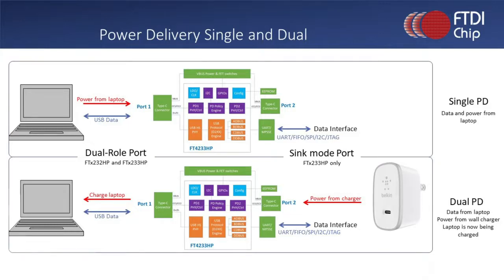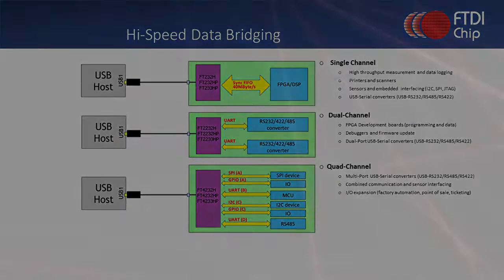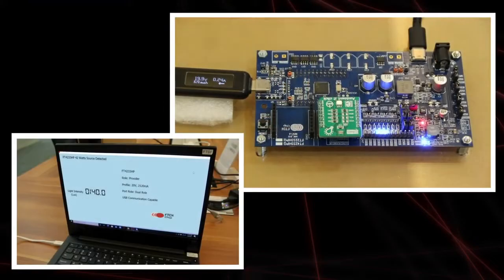The single, dual and quad channel devices support the same features as the original versions but with the addition of power delivery. Here you can see just some of the data bridging applications. These include data logging, connecting sensors, programmers and debuggers, USB to serial conversion, and adding a range of I/O to computer systems. In this demonstration, we have interfaced a light sensor to the FT4233H device.